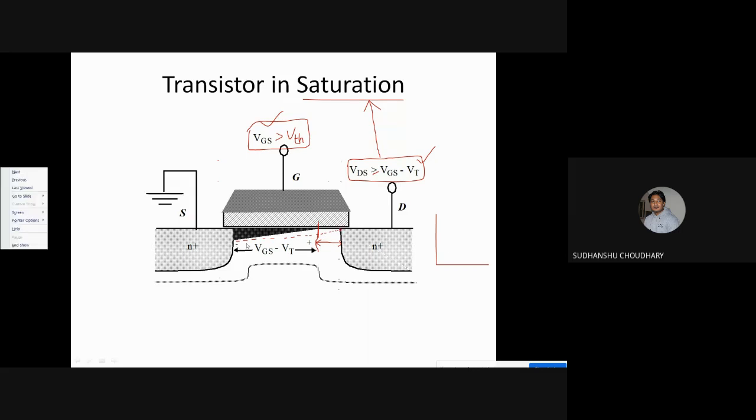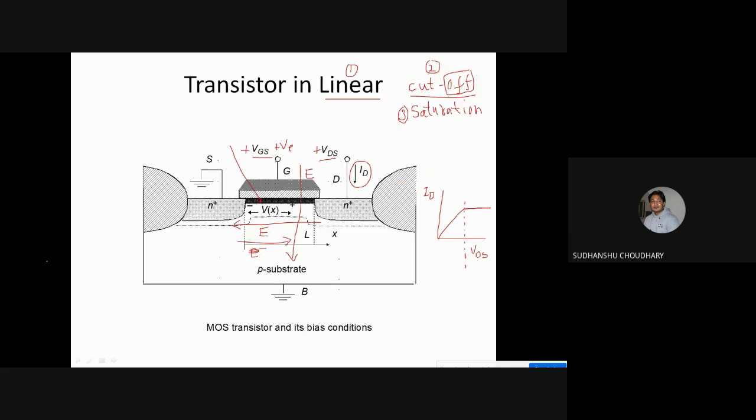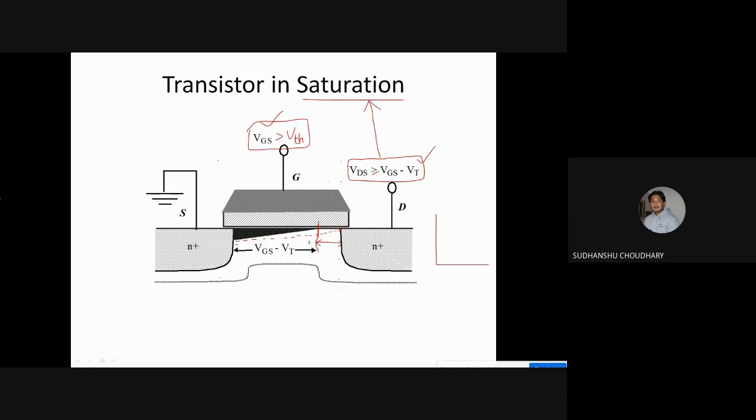But the shape of the channel would be like this. It will not be uniform as in the previous case. Here the channel looks uniform, the inversion of the electrons in the channel looks uniform. But when you apply this VDS, the drain to source bias, the shape of the channel cannot remain uniform. The shape of the channel takes the form of a wedge. It is not uniform.